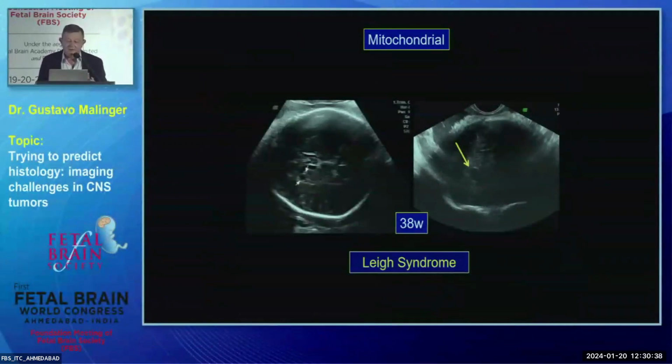This is a case where the patient came to us at 38 weeks, and I saw this small periventricular cyst, and she passed away at the age of 3 months because of Leigh syndrome. Perhaps it's an incidental finding. It's not related to the disease, but it was there.